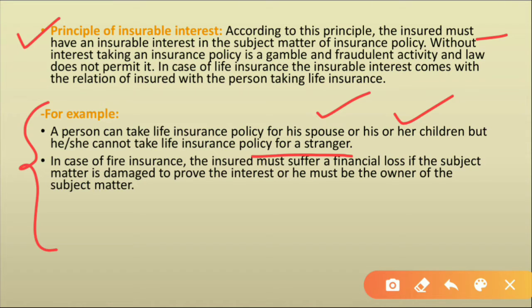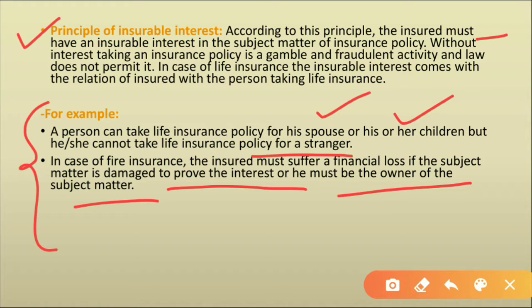The next says that in case of fire insurance, if a person has taken, let's suppose, fire insurance, the insured must suffer a financial loss if the subject matter is damaged. To prove the interest, he must be the owner of the subject matter.